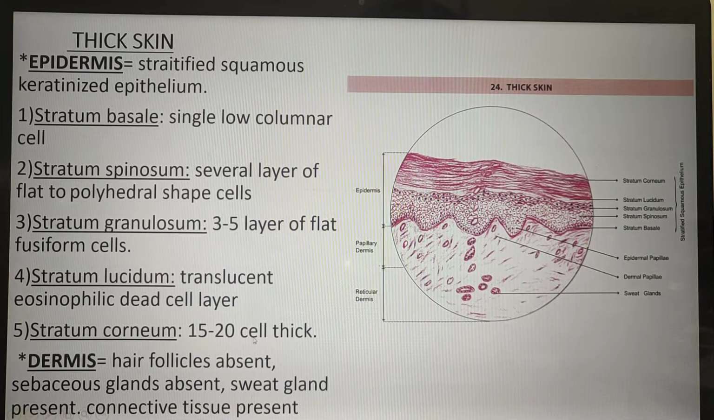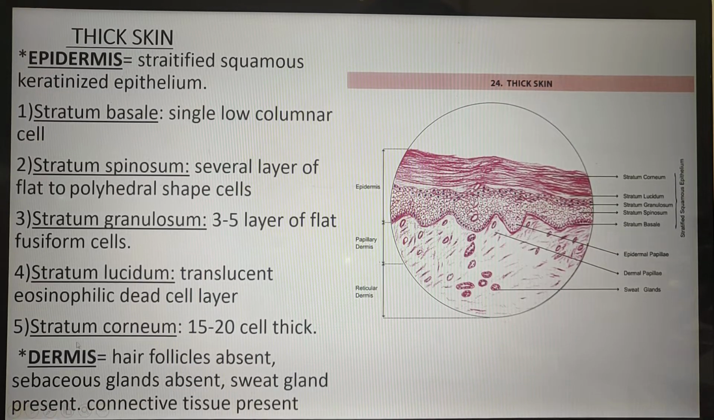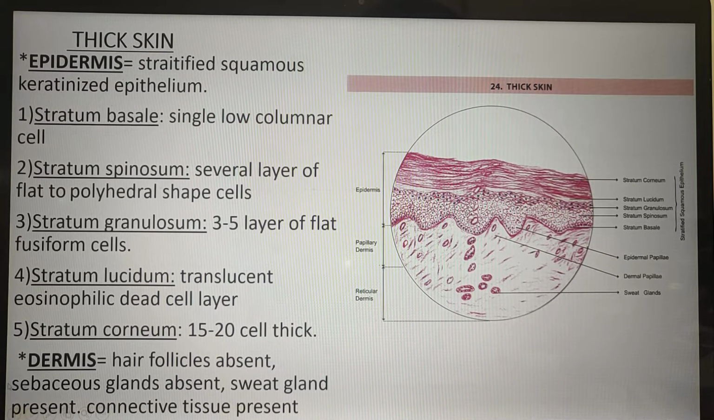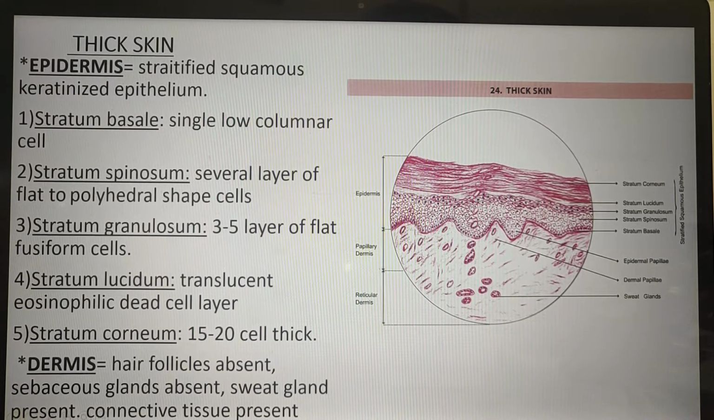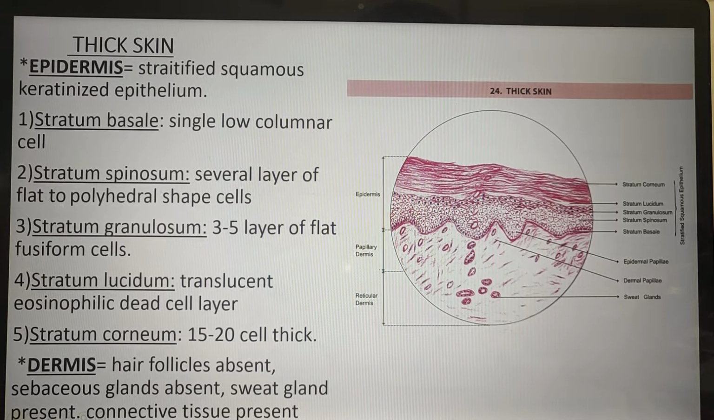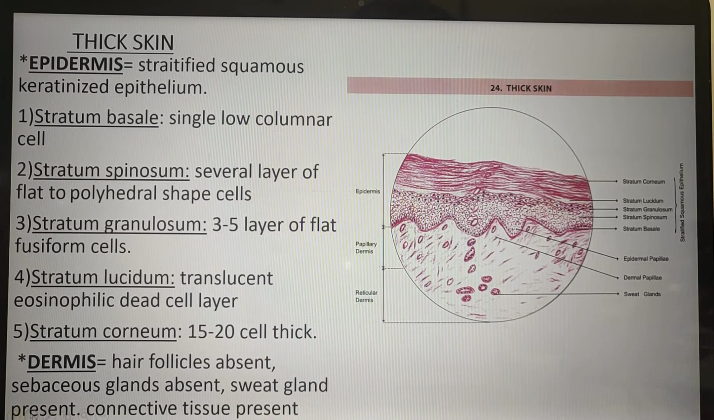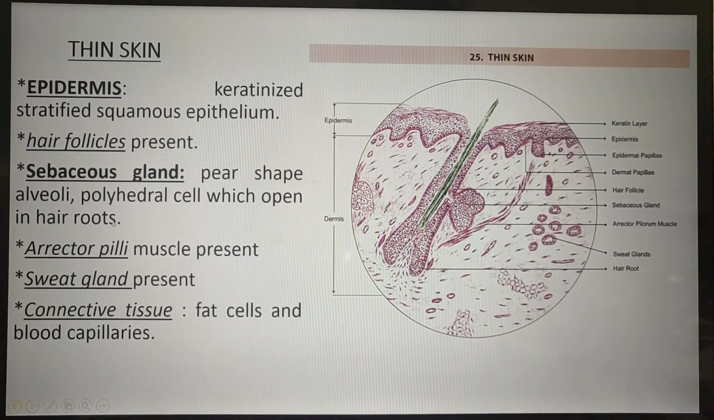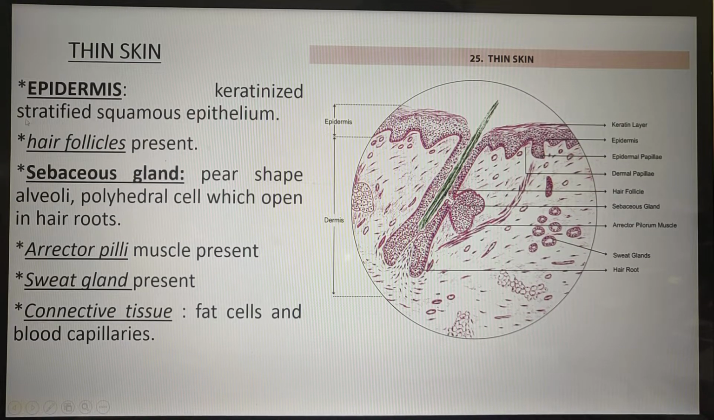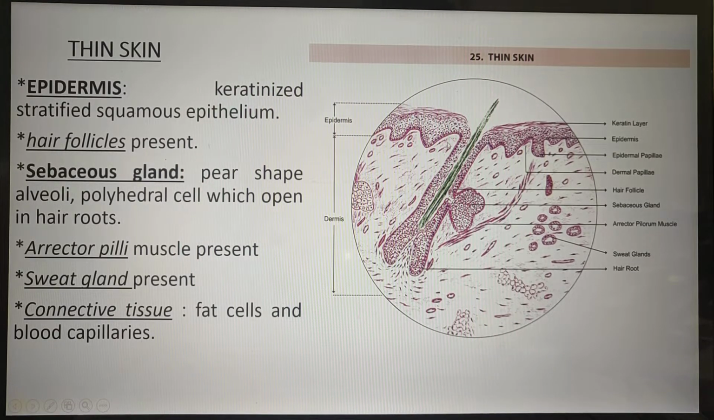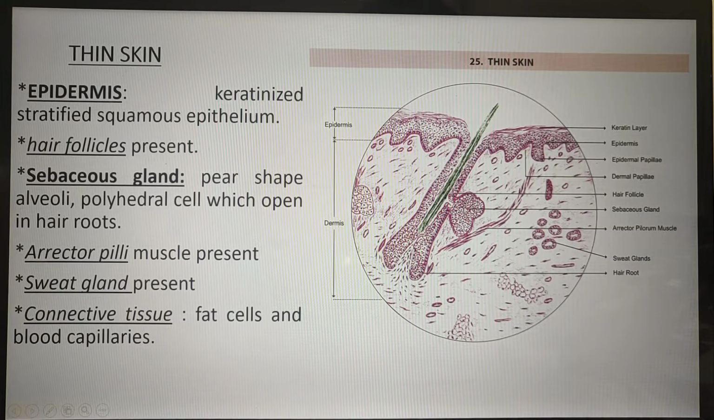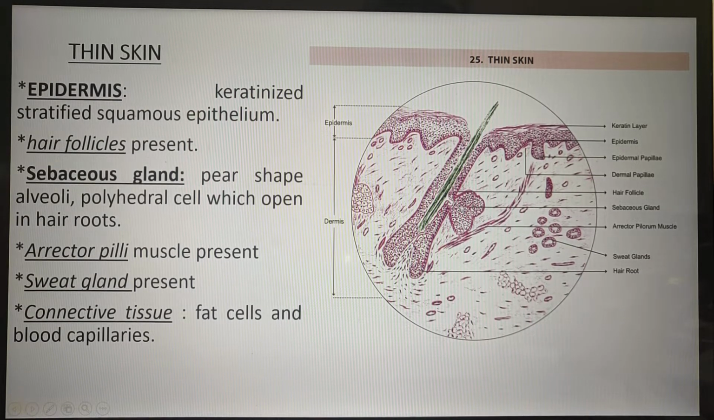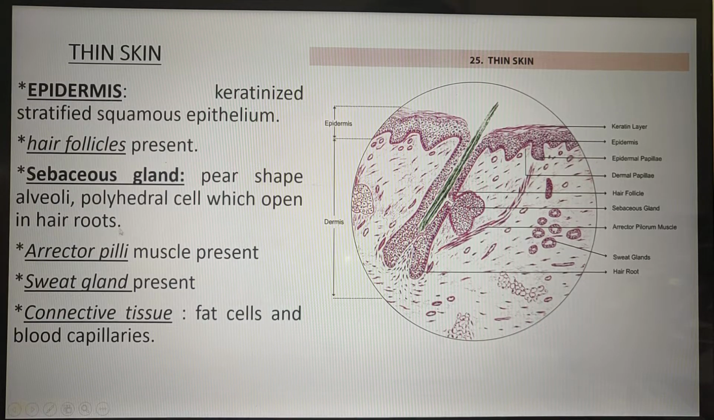In the dermis, hair follicles are absent, sebaceous glands are absent, and sweat glands and connective tissue are present inside the thick skin. Other things you have to see inside the thin skin: epidermis, it is the same keratinized stratified squamous epithelium, but there is a presence of hair follicles, and sebaceous glands along the base of the hair follicle, which are pear-shaped alveoli of polyhedral cells that open inside the hair root.